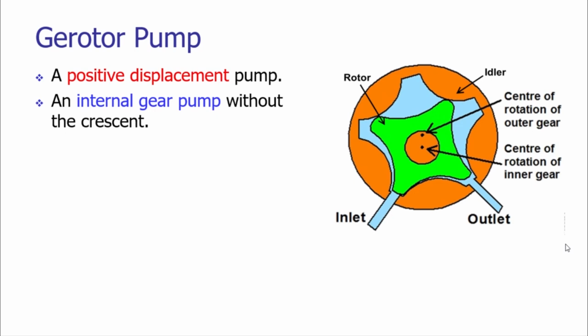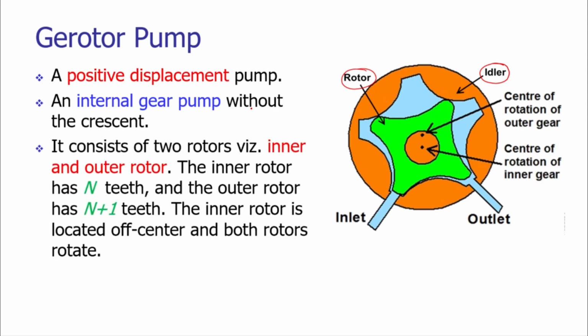If you look at the diagram of the G-rotor pump, you will find that there is an idler gear and a rotor gear. If you look at the number of teeth on the rotor gear and the idler gear, you will notice that the rotor has 4 teeth, whereas the idler has 5 teeth. The difference in the number of teeth works as the crescent, carrying out the function of the crescent which was there in the internal gear pump.